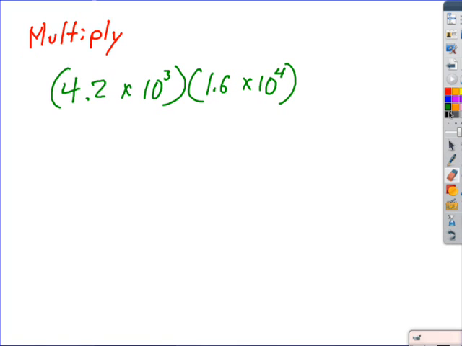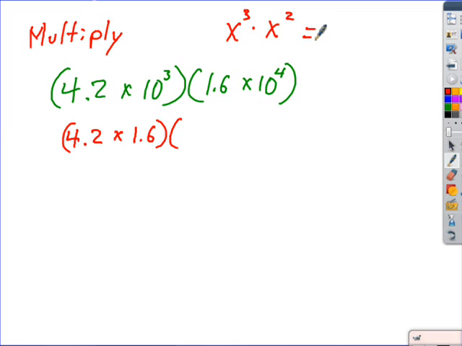Number one, we're going to multiply 4.2 times 1.6, and then we're going to come back and multiply the tens. And how we do that is when we multiply x to the third times x to the second, you remember that what we do there is when we have common bases being multiplied is we add their exponents. So this would be x to the fifth, or how I want you to write it tonight is x to the 3 plus 2. We're going to show the arithmetic.